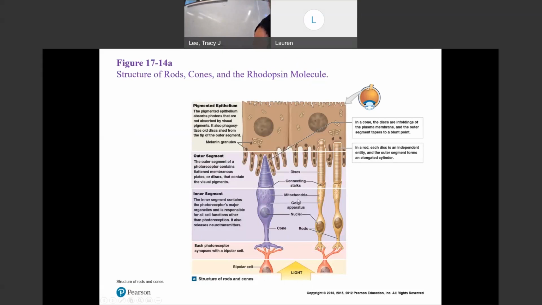Here comes our light. It's going to go all the way through to the pigmented layer of the retina, and then it's going to come forward. It's either going to hit our rods or our cones. These are going to be our color. These are going to be just our big light sensitive receptors.